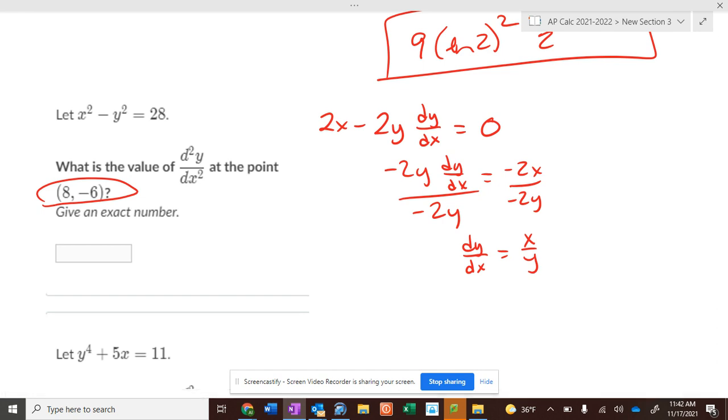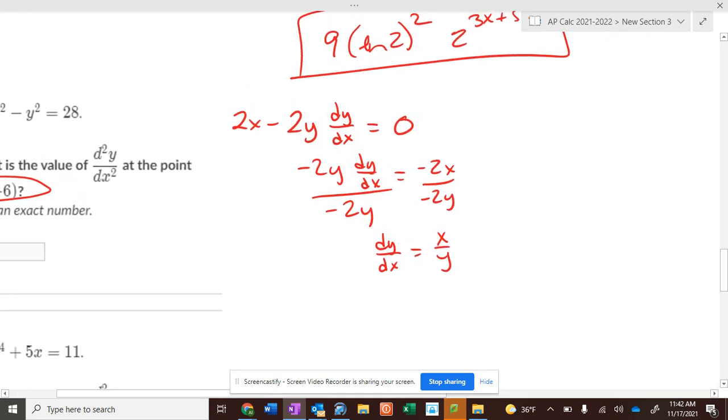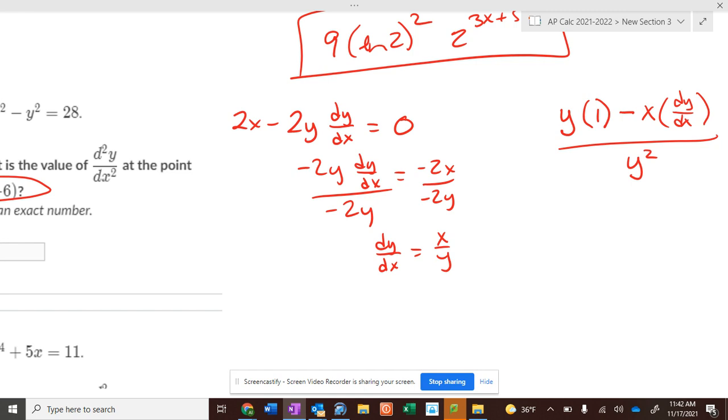Now we're going to do the second derivative. So what's the derivative of x over y? It would be y, because it's quotient rule, times the first derivative of x, 1, minus x times the first derivative of y, dy/dx, all over y squared.